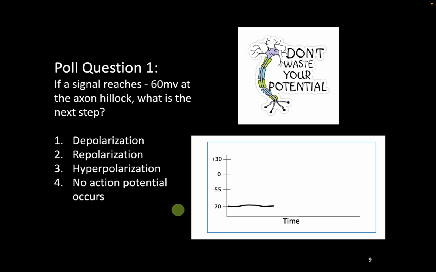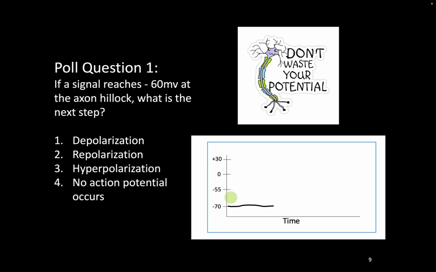Okay, so you can see here that we are starting at rest. And then it says the signal is going to reach -60, which would be right here, right in between -70 and -55. And hopefully you realize that -55, threshold, it didn't make it. -60 is less than -55. So there was not enough voltage to get an action potential.